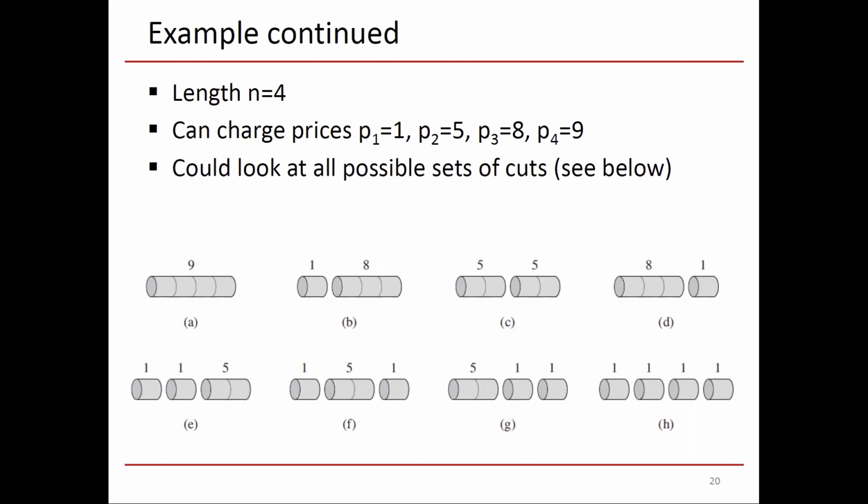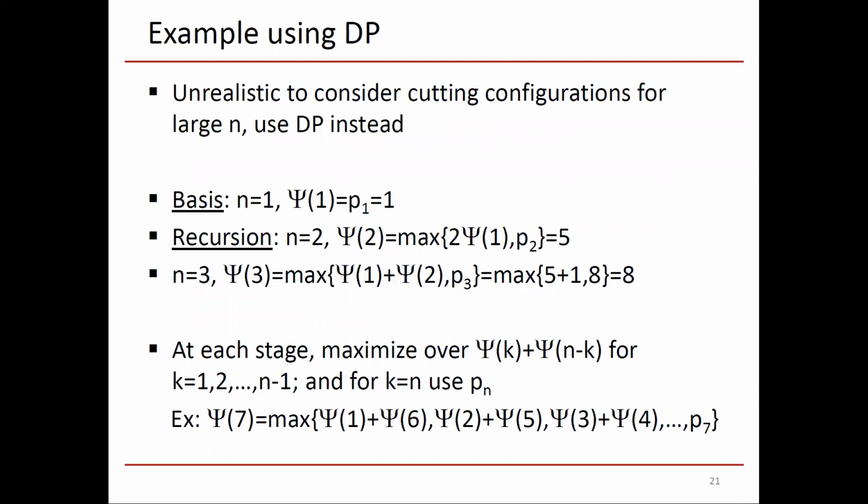When we're talking about a problem of size 4 and partitioning a rod, that's doable. We could manage to write these solutions by hand. And if I went from a length 4 rod to a length 6 or 7 rod, this would still be maybe a bit more tedious, but you could solve it on 1 or 2 pages. But what if we have 50? That's going to be pretty complicated. So now let's use dynamic programming. It's simply unrealistic to consider cutting configurations for large n.